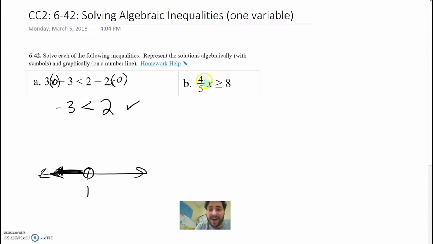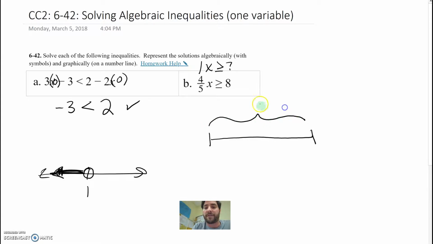For this one, I know that 4/5 of an x is greater than or equal to 8. So I want to know what 1 full x is. What's a full x greater than? For this one, I did a little number line. You can do a bar model or anything. So this here is going to represent 1 full x.